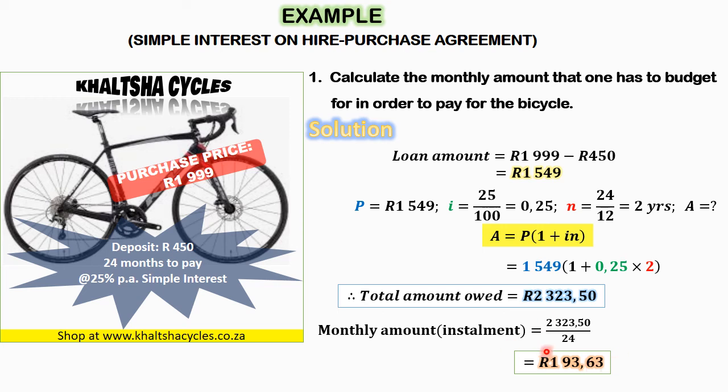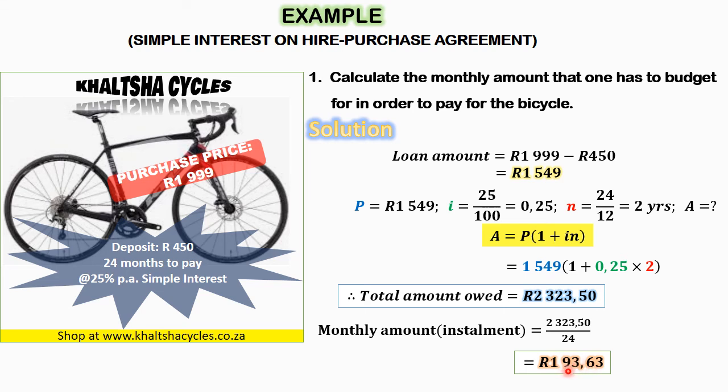So what are we saying? We are saying if we are going to purchase this bicycle on hire purchase agreement at an interest rate of 25% per annum, simple interest, for 24 months, having to pay a deposit of 450, then it means for the next 24 months, you will be paying 193 rand 63 cents. Okay?